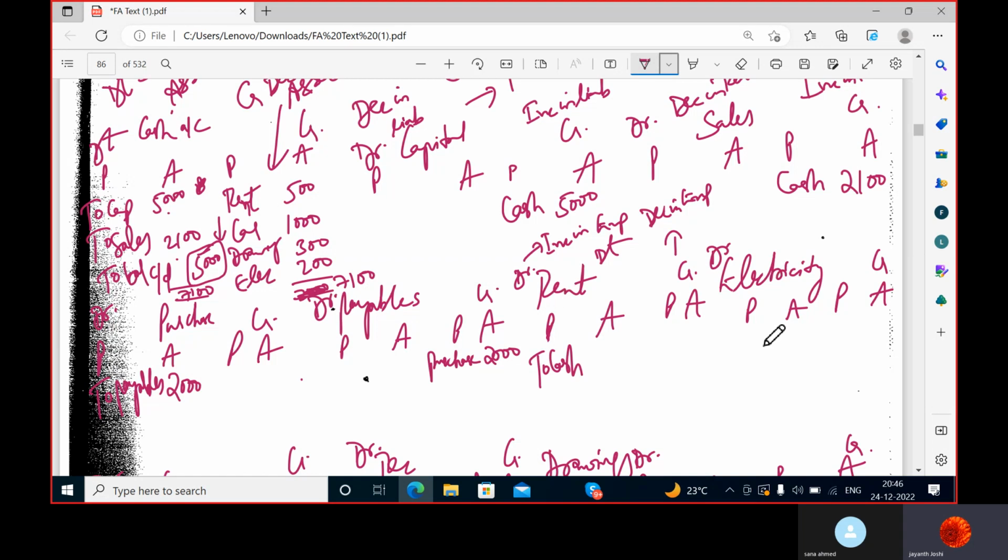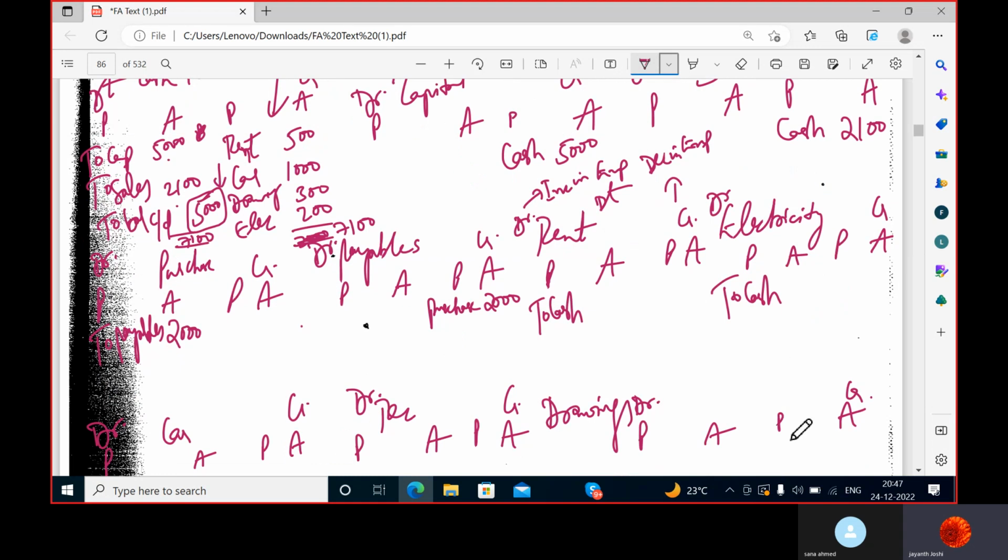That's it. Now, electricity. You paid the electricity bill. It's an increase in expense, so debit to electricity, credit to cash. Please make a note of these two accounts. I'll move to the next three accounts.